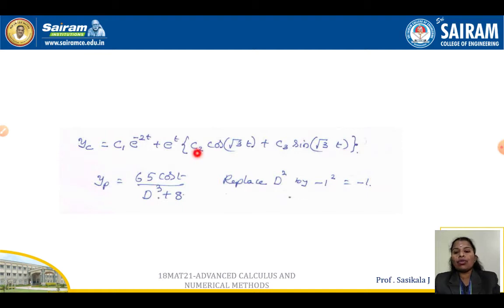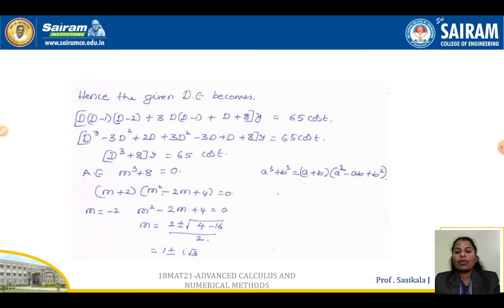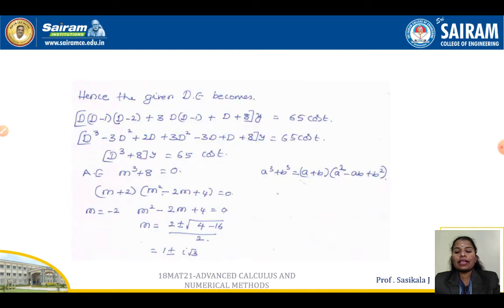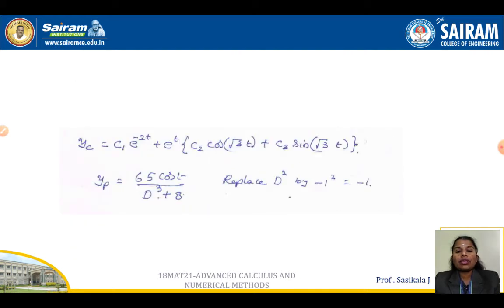yc is equal to c1 e power minus 2t plus e power t of, what is that? This is the first case and this will be the third case. So what is your complementary function? c1 e power minus 2t plus e power alpha x. Here alpha is 1, then beta value is root 3. So c2 cos of root 3 t plus c3 sin root 3 t. Okay, so this is your complementary function.